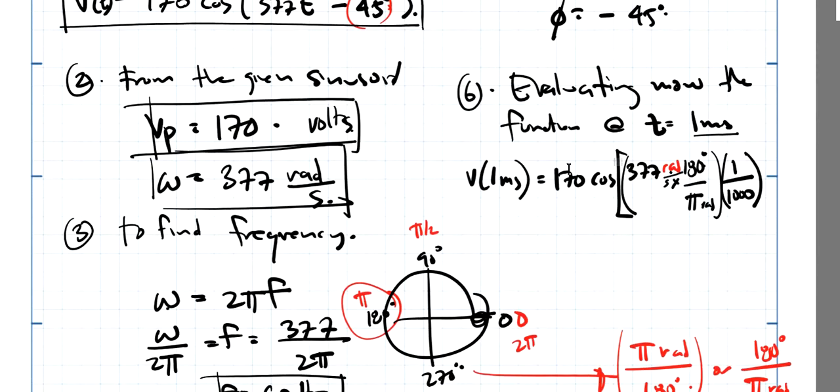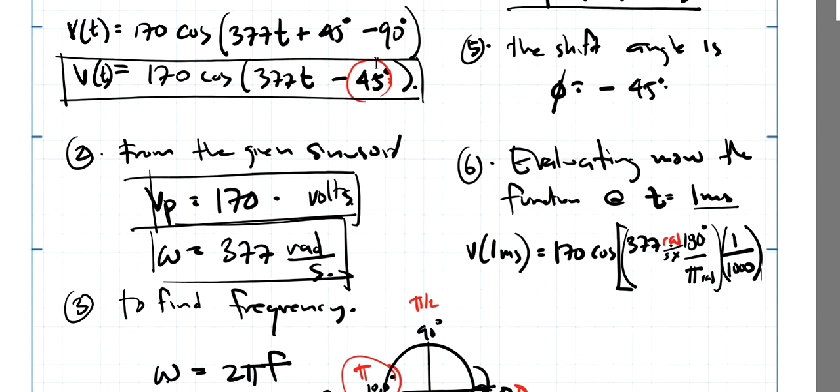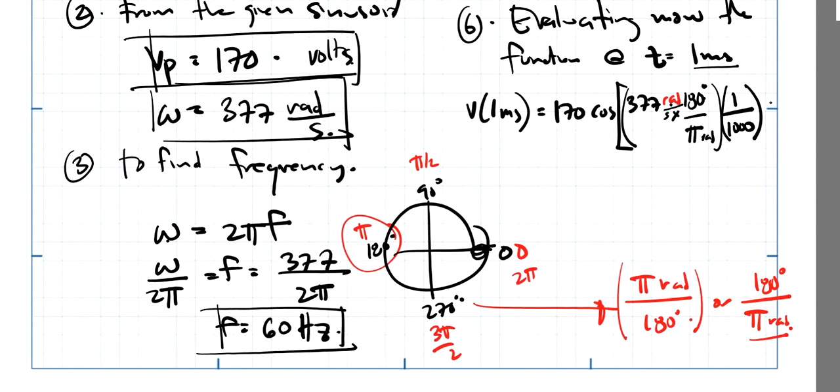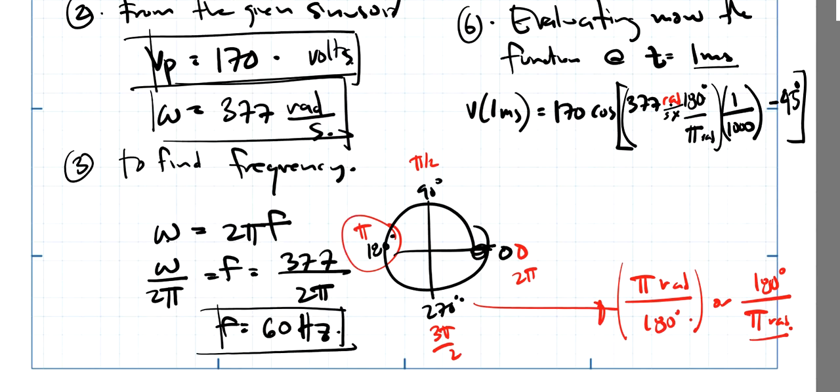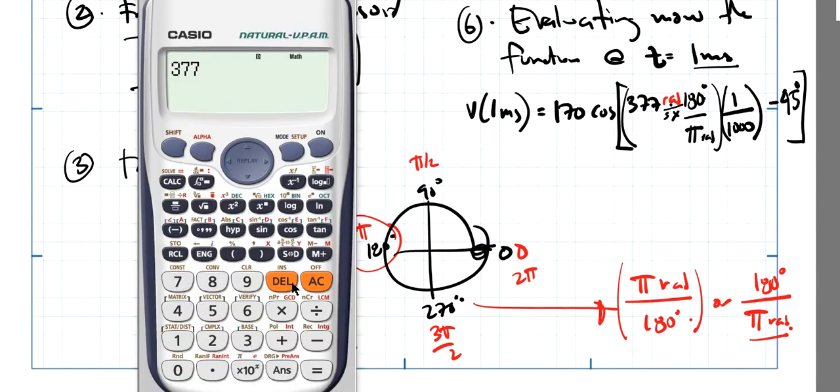Then the next one is 45, so minus 45 degrees. Now let's compute this. We start with what's inside: 377 times 180 divided by pi, times 1 over 1000, and that's 21.6 minus 45 degrees.